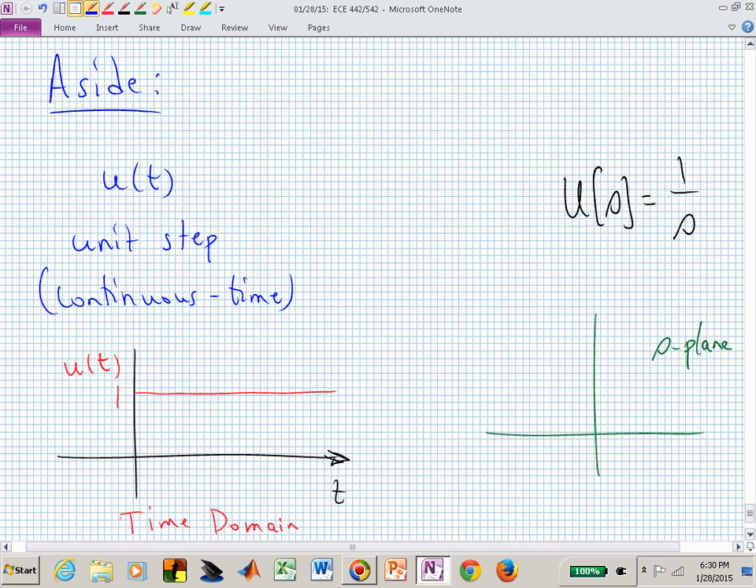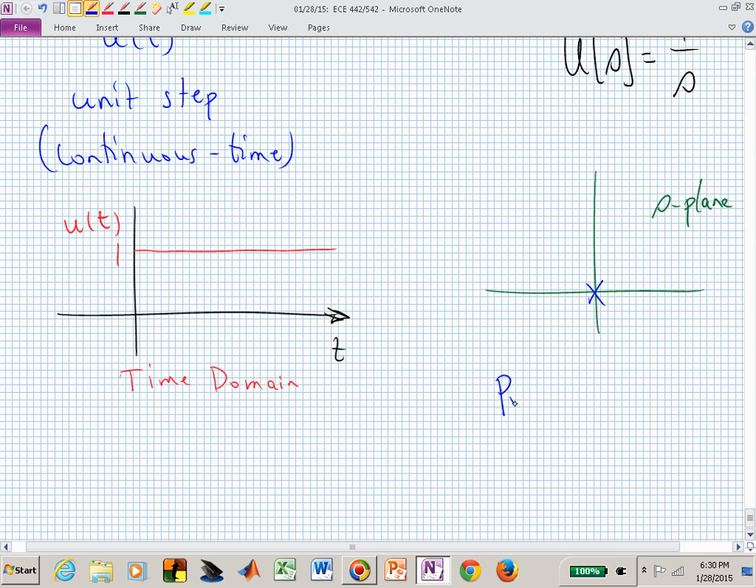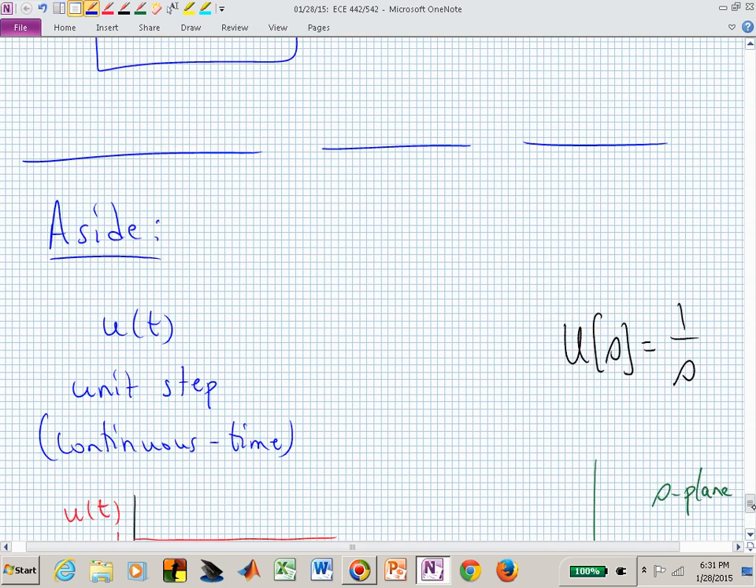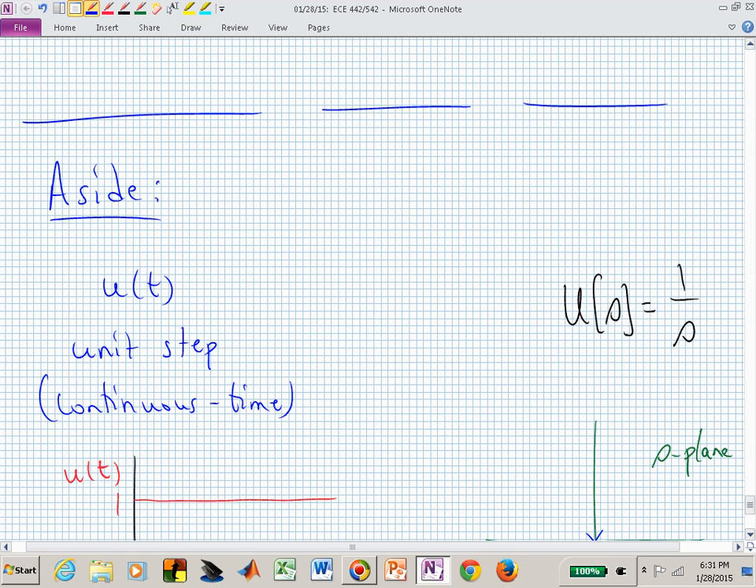Where's that pole? It's right at the origin, isn't it? This is now the pole zero diagram. There is no finite zero. There's no finite value of s that causes capital U of s to vanish. That's now the unit step in continuous time.